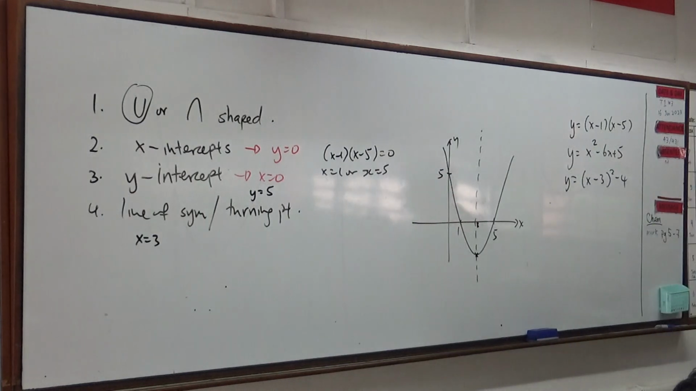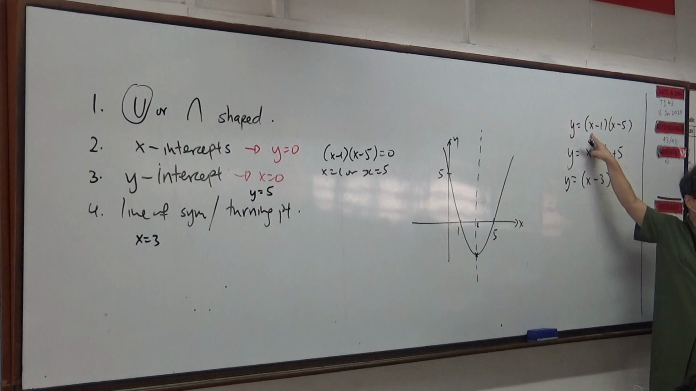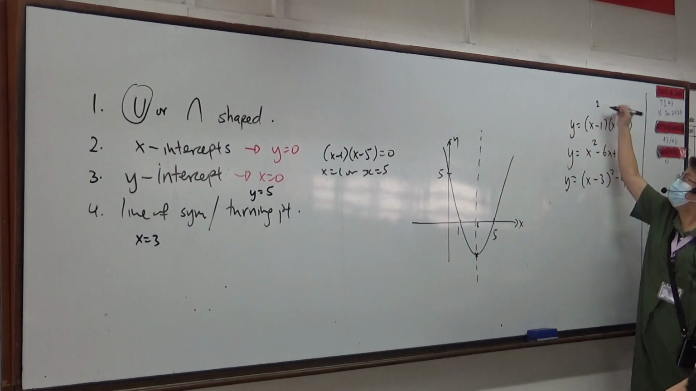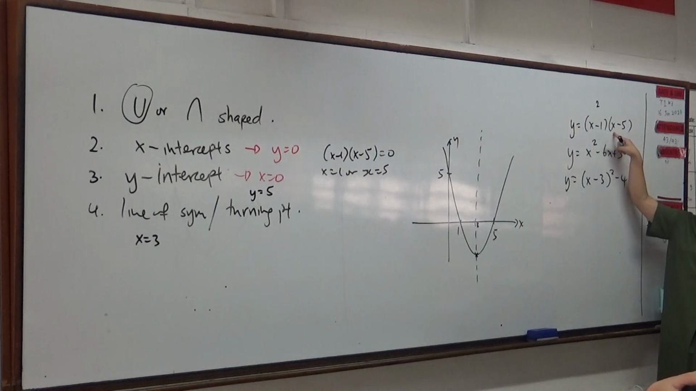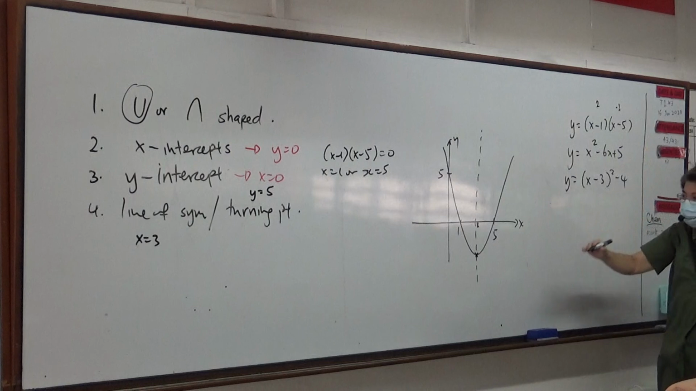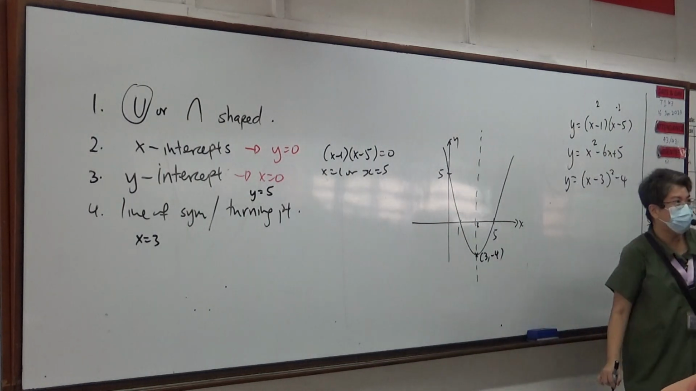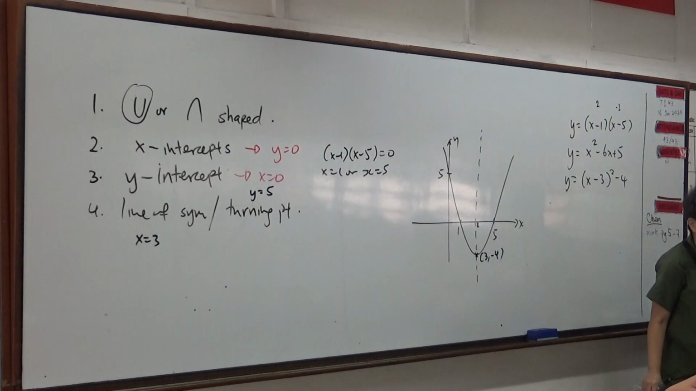Now, when x is 3, what will be y? When x is 3, what will it be? 3 minus 1, what is it? 2. When x is 3, what is it? 3 minus 5, what is it? Negative 2. Now, do you agree that this point is 3, negative 4? This will be the minimum point. Can you see what I'm talking about?